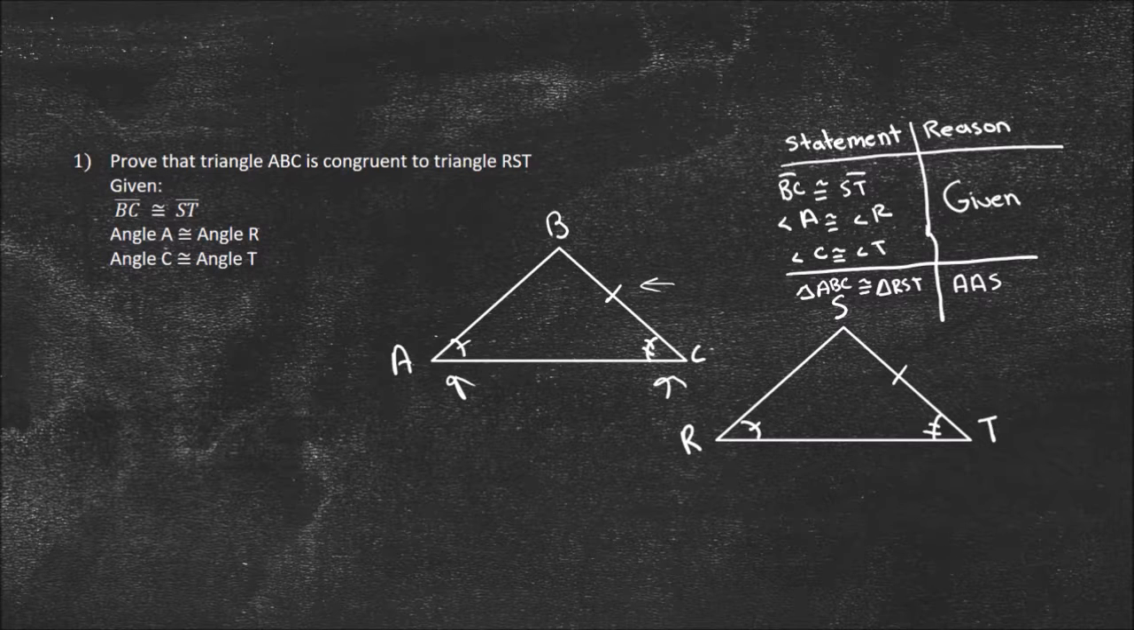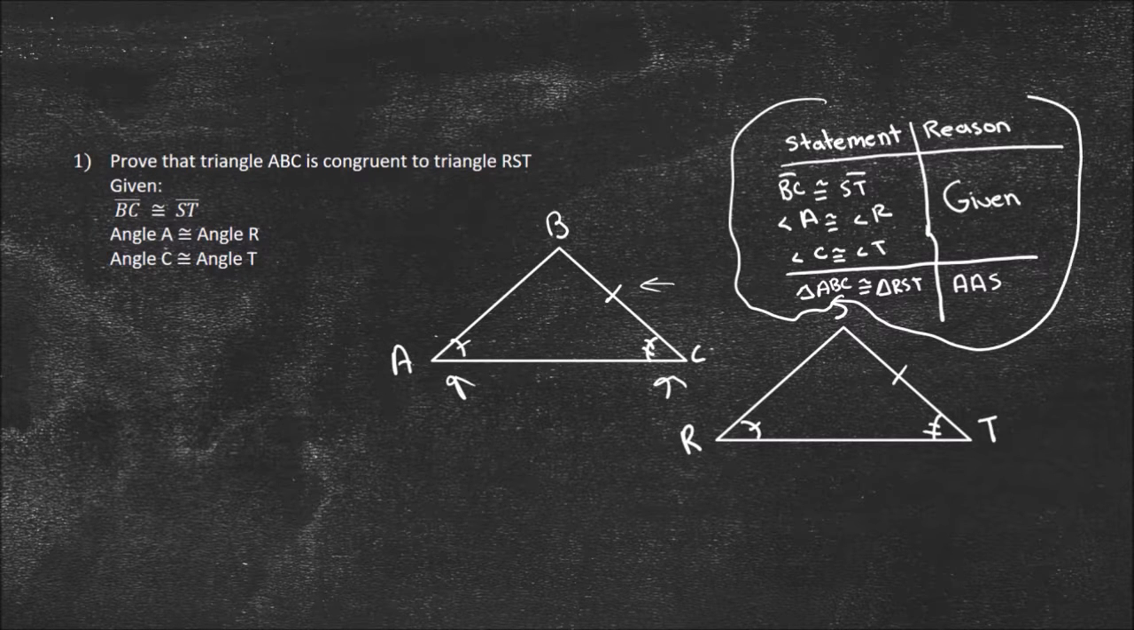This example was really easy. We didn't even have to use any of our new stuff, but I just wanted to show you what the two-column proof looks like, and this is it. And the reason was AAS, so angle, angle, side is what you would say. So hopefully that makes sense. Hopefully now you understand, okay, this is a two-column proof. I can do the next one.